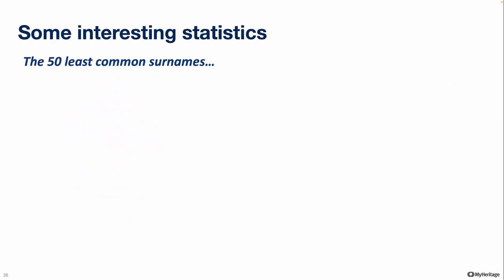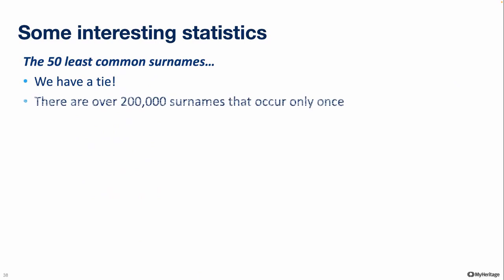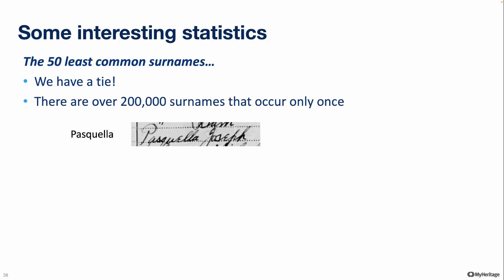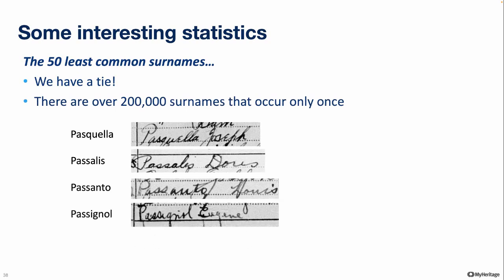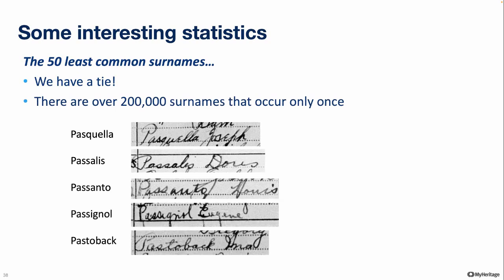Let's look at the 50 least common surnames. Well, we have a tie. In fact, we have a massive tie. There are over 200,000 surnames that occur once and only once. And here are 5 just from surnames that start with the letters P-A-S. So here's a Pascuala, a Pasalis, a Pasanto, a Pazingal, and a Pastoback.